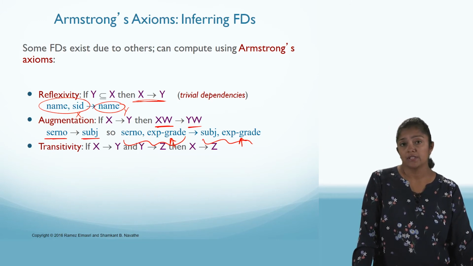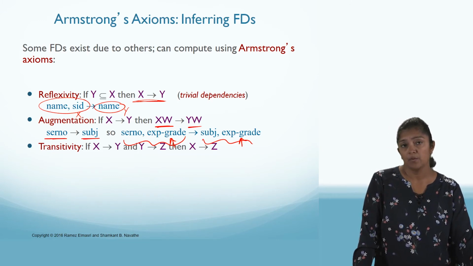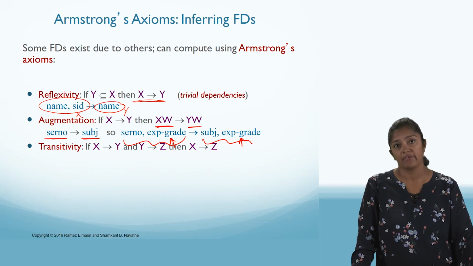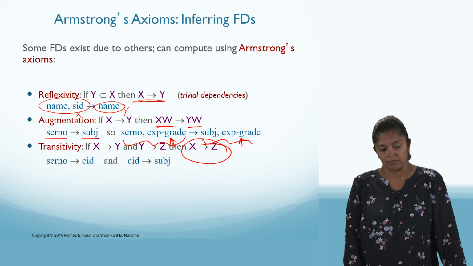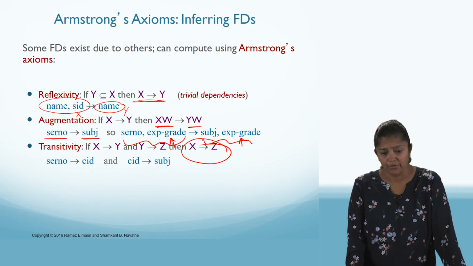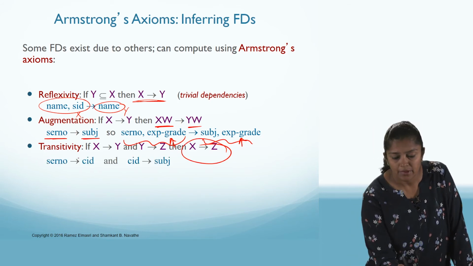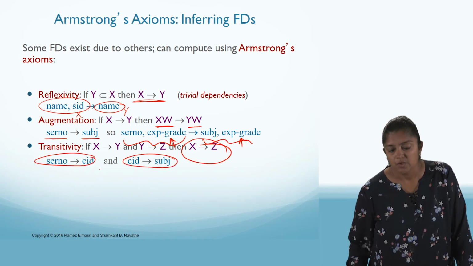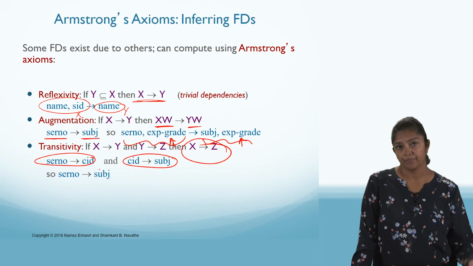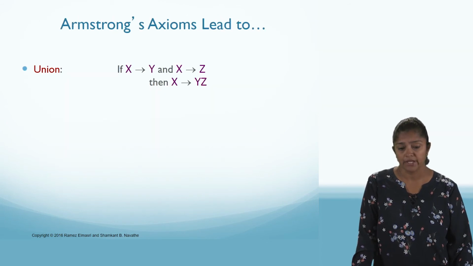The next one is the transitivity axiom, wherein if x determines y and y determines z, then we can infer that x determines z. So an example of this would be serial number determines course ID and course ID determines subject. So we can infer that serial number determines subject.